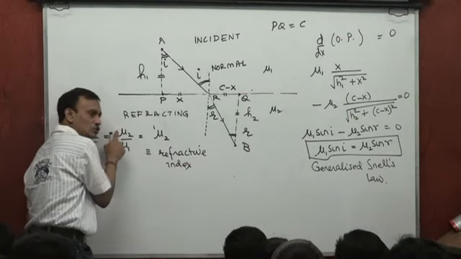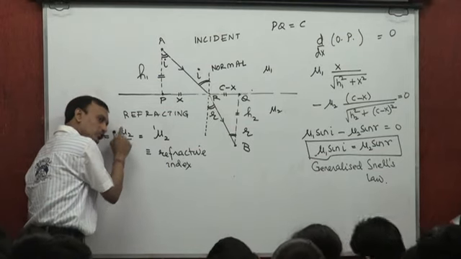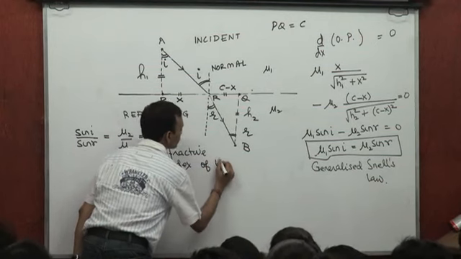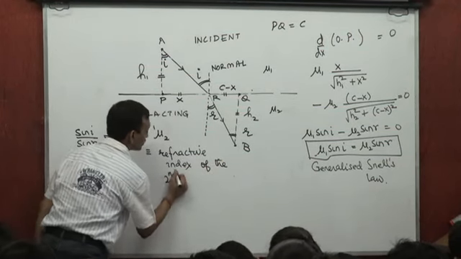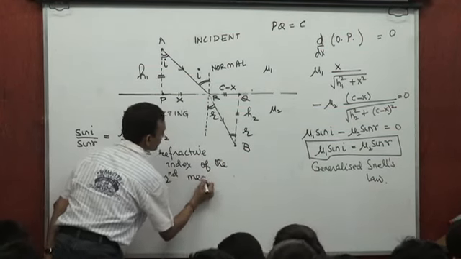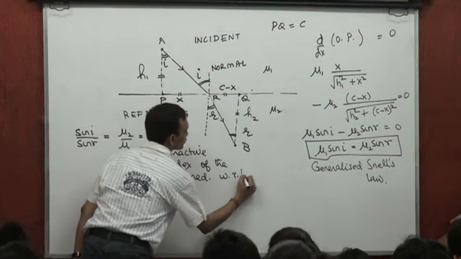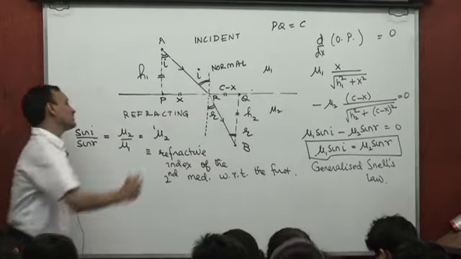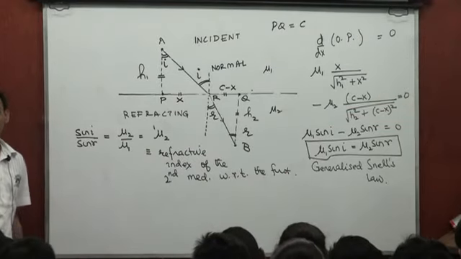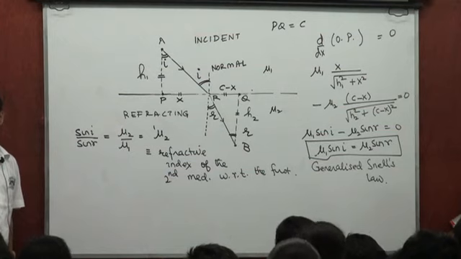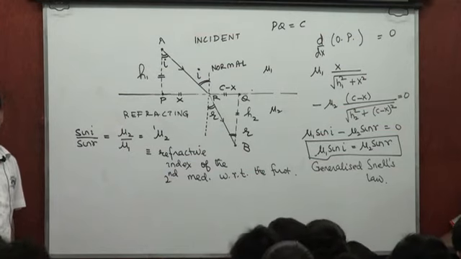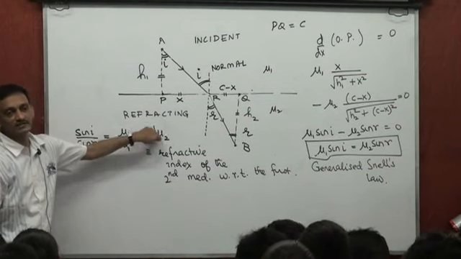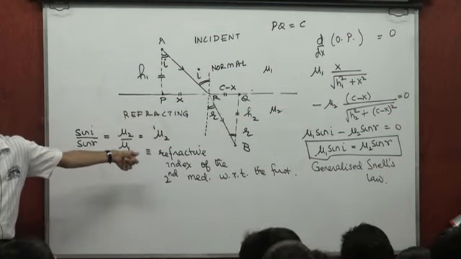Absolute refractive indices of the two media are mu1 and mu2, but mu2 by mu1 is the refractive index of the second medium or the refracting medium with respect to the first. Mu2 by mu1 is written as mu of 2 with respect to 1. Refractive index of the second medium with respect to the first medium.